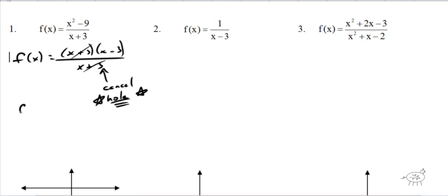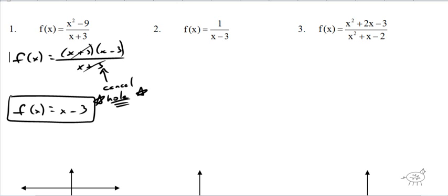So truly your function is now f of x equals, if I cancel, I just get x minus 3. This is a really easy function to graph. What you need to understand is you still have to have a hole at where? If I cross off x plus 3 and x plus 3, do you agree I have a hole at x equals negative 3? I basically say x plus 3 equals 0, and I solve for that, I get x equals negative 3. So that is my hole.